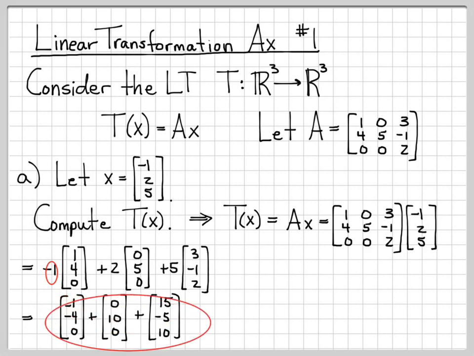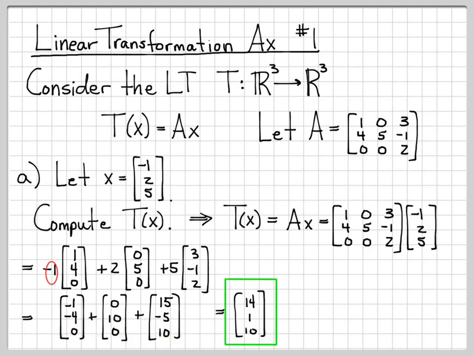And then this is just vector addition, so we just add all of these element-wise. Negative 1 plus 0 plus 15 turns into 14. Negative 4 plus 10 minus 5 turns into 1, because negative 9 plus 10 is 1. And the very last row, 0 plus 10 is 10. So we have computed the transformation of the vector x, when x is equal to negative 1, 2, 5, for the specific case where our linear transformation is described by this matrix vector product.